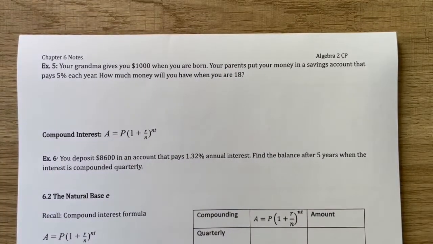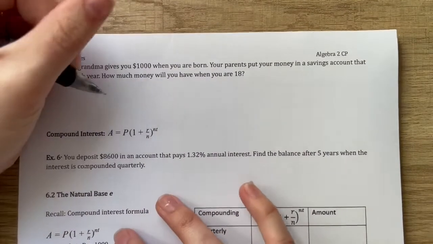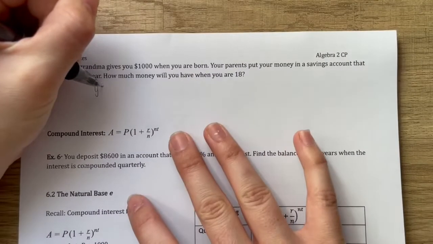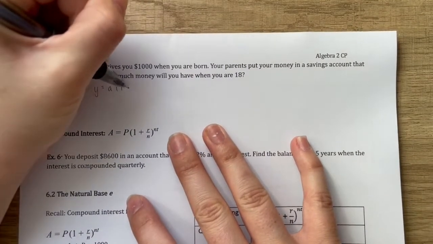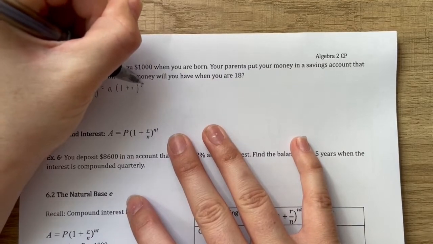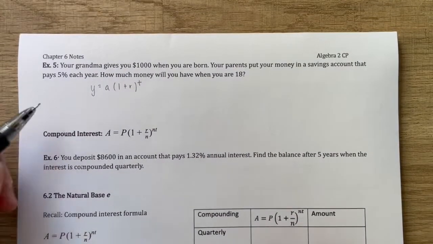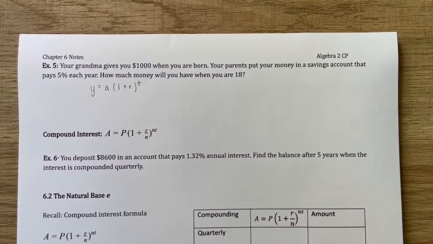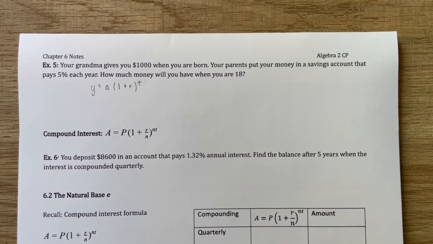So example 5, your grandma gives you $1,000 when you're born. Your parents put money in a savings account that pays 5% each year. How much money will you have when you're 18? This is now talking about exponential growth because it's collecting interest each year. My exponential growth formula is y equals a times 1 plus r to the t. So a is our initial amount, that's how much we start with. r is the rate that it's growing, and t is the amount of time that's going by.